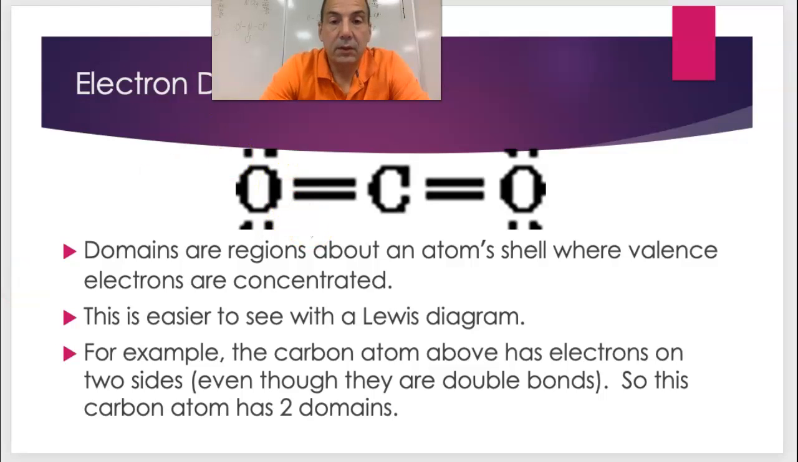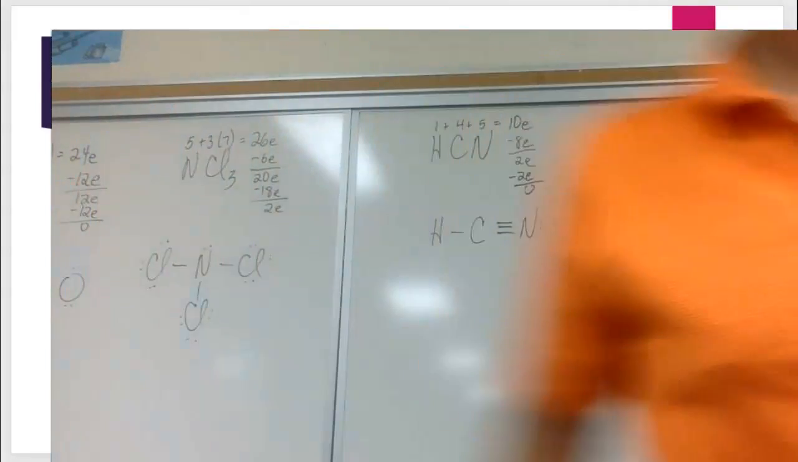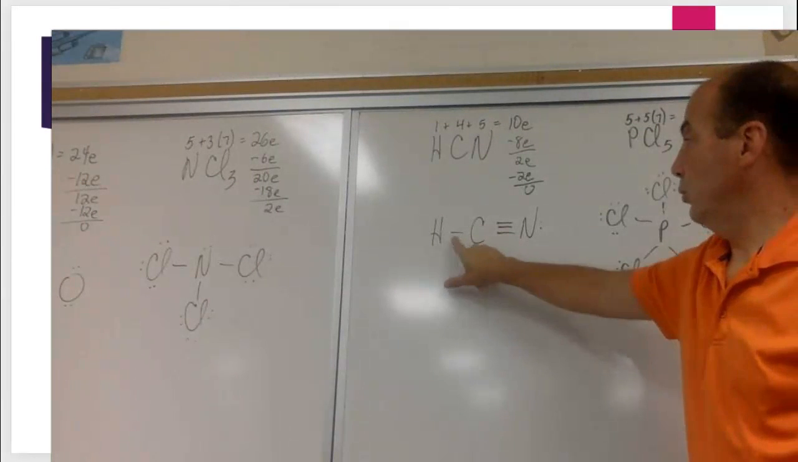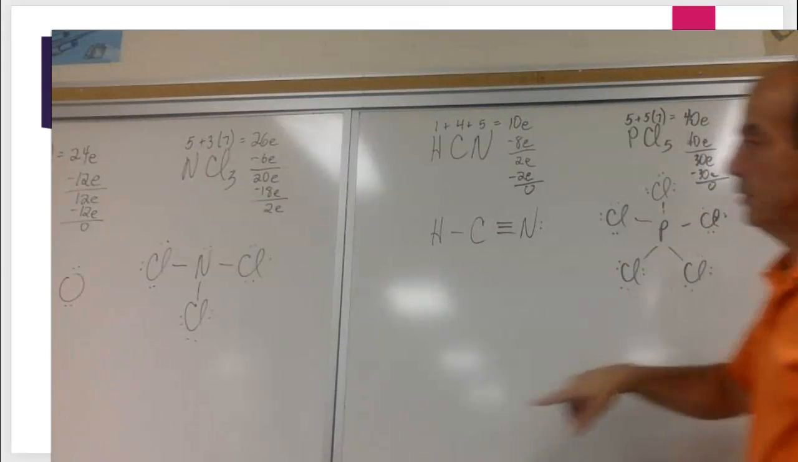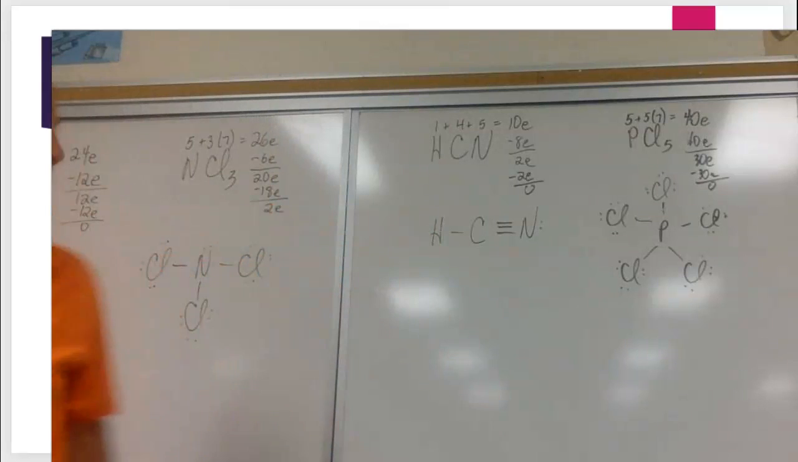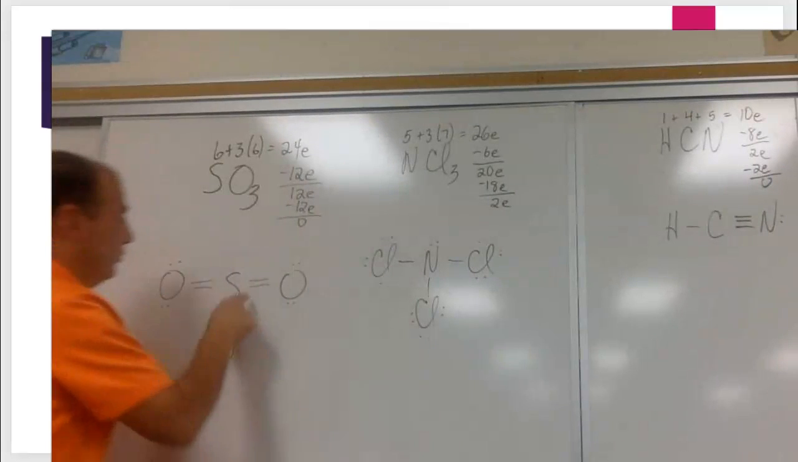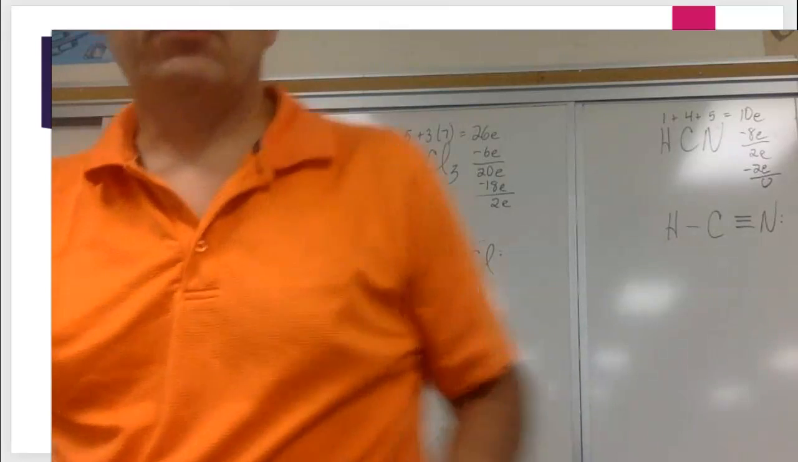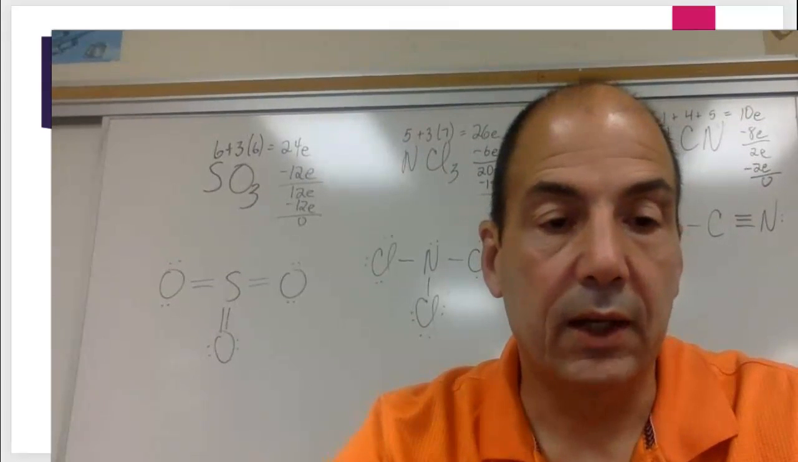Let's look at a couple other examples real quick. All right, so carbon in this case has 2 domains, 1, 2. The phosphorus has 5 domains. The nitrogen has 4 domains, 1, 2, 3 bonding, 1 non-bonding. Whereas the sulfur here has 1, 2, 3 domains. All right, so we need to be able to count off those domains so that we can talk about how they're spreading out those electrons.